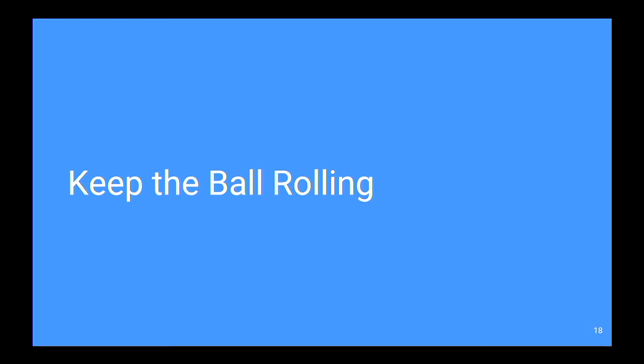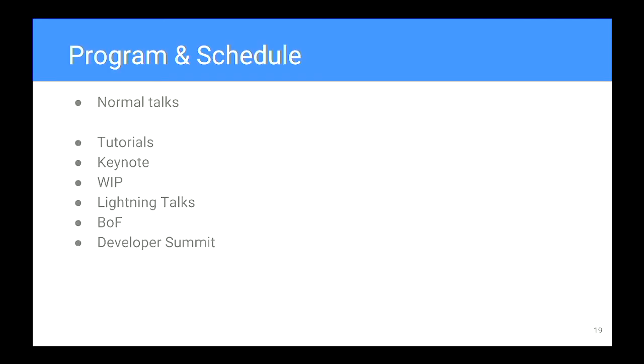Next, of course, we need to keep the ball rolling. So, program and schedule. There are lots of types of events that can be in a conference. Of course, the most important one is normal talks, like what we are having here. But also, there are tutorials, keynotes, or work in progress sessions. Those are all possible things you can have in your conference.